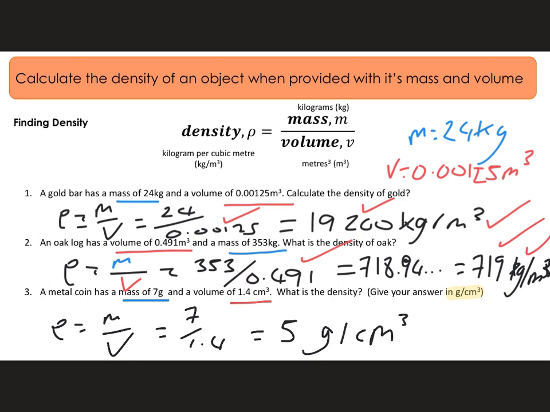For this question, I only get 2 marks because I've been given the units. So I get a mark for 7 over 1.4, which is the correct substitution. I get a mark for the correct answer, which is 5. Can you give yourself an overall score then out of 8 for this slide, please?